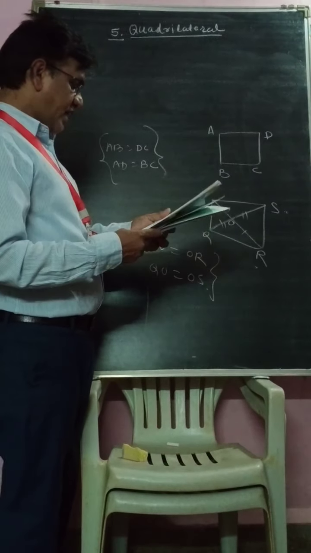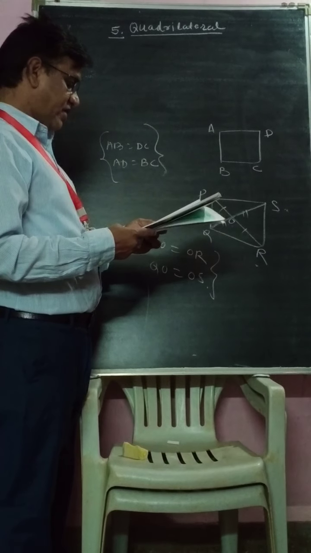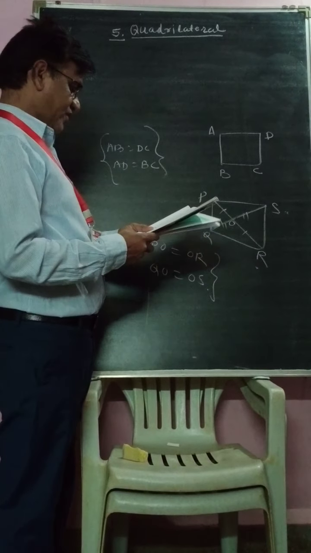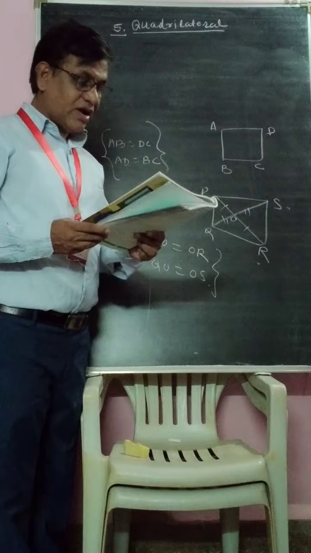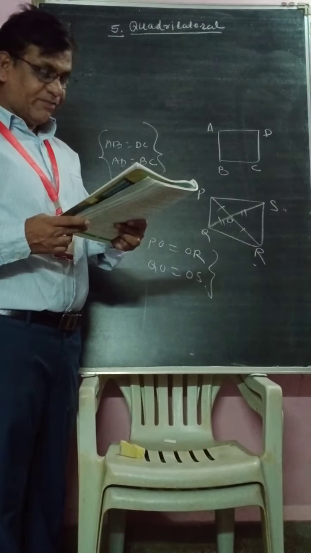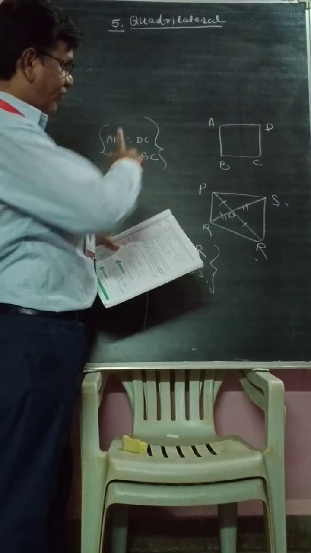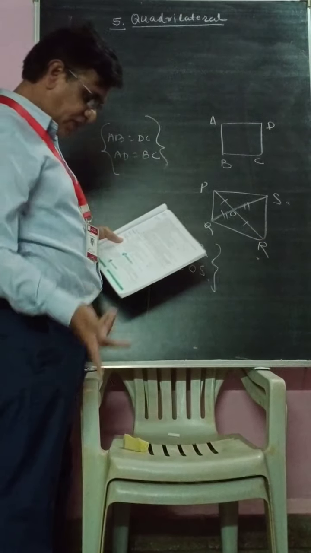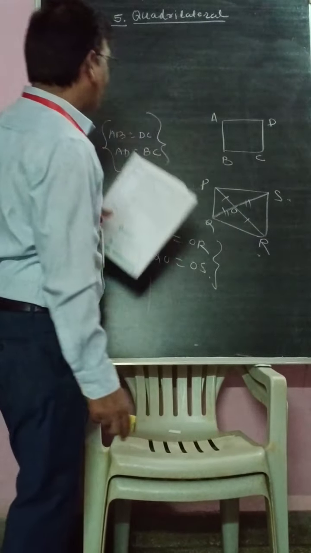Now in the next exercise you have to use these theorems. One more theorem is there: a quadrilateral is a parallelogram if a pair of its opposite sides is parallel and congruent. If opposite sides are congruent and parallel, then also you can say that this is a parallelogram.